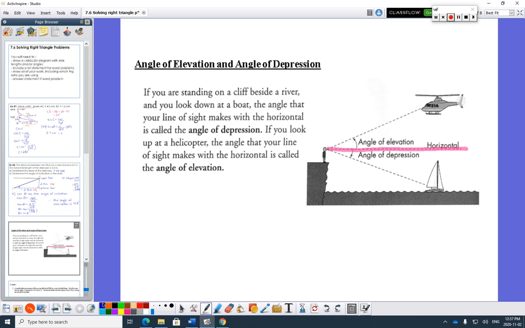So a very common question is, this is supposed to represent a person. They're looking out, what's the angle of depression? But you always need to think about this horizontal. So if their eyes are here, then the angle of depression goes down. And now you can see, oh, I see, here's a triangle. Okay? So we need this horizontal so that we can make a triangle. That's the way the angles are measured.